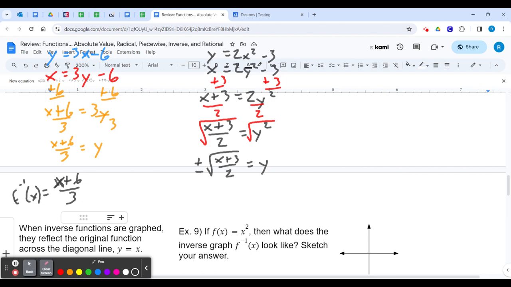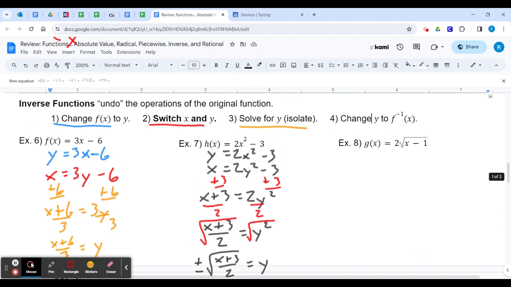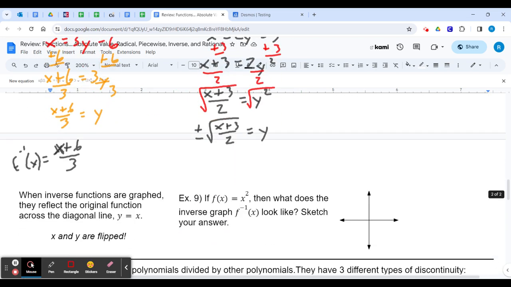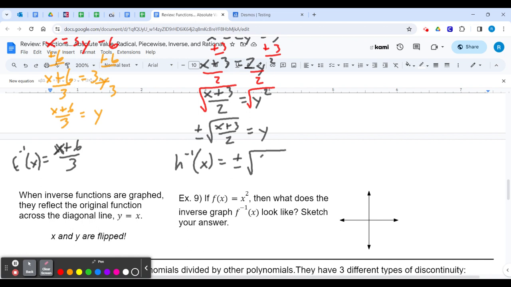And so I'll just rewrite this with our new notation. This time our function was h. So let's write it as h inverse of x equals plus or minus the square root of x plus 3 over 2.